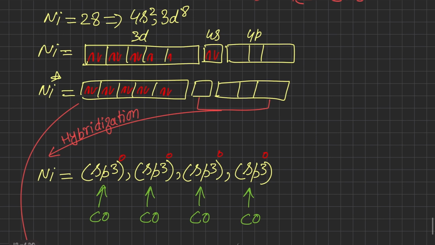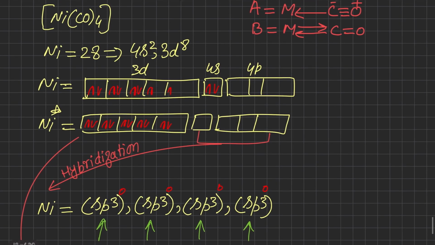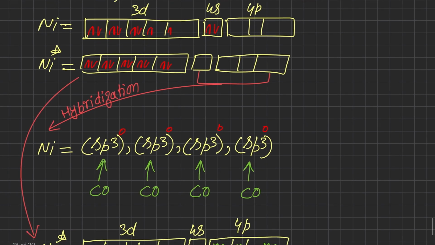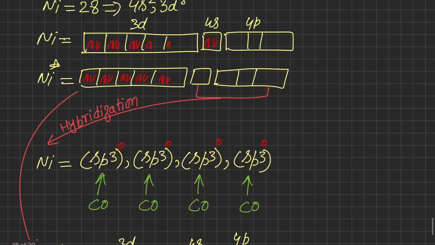Now in terms of VBT, we can write this configuration like this. This is the 3d8, 4s2 and 4p0 electronic configuration. Again, carbonyl is a strong field ligand, so we will pair up the electrons back in the 3d orbital, and now we have this rearranged form as shown by this arrow. Now the configuration is that 3d has been completely filled, whereas 4s has become empty.